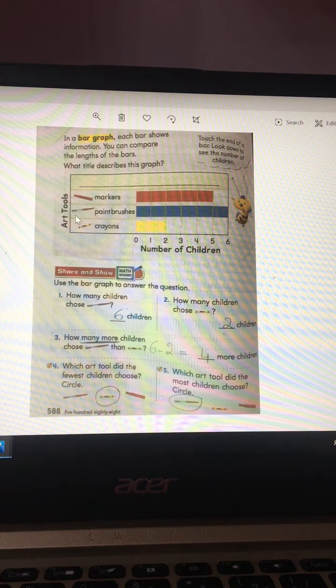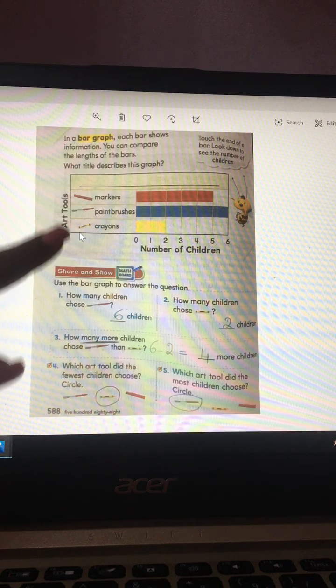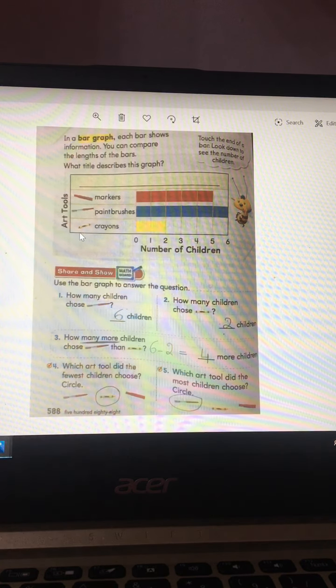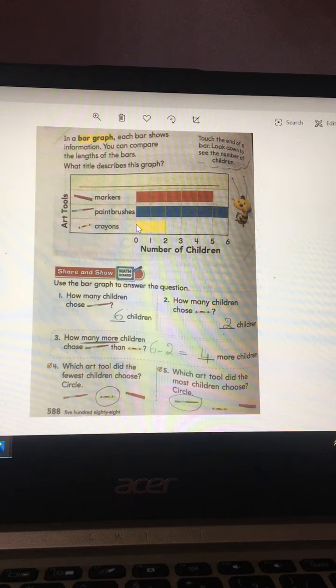The bar graph is the same as the picture graph that we talked about previously, in which it shows collected data to provide information regarding a certain topic. Again, the bar graph in front of you shows collected data. This is the data, the art tools, and the number of children who chose each of the art tools to provide information regarding a certain topic. The topic is about the art tools, okay?